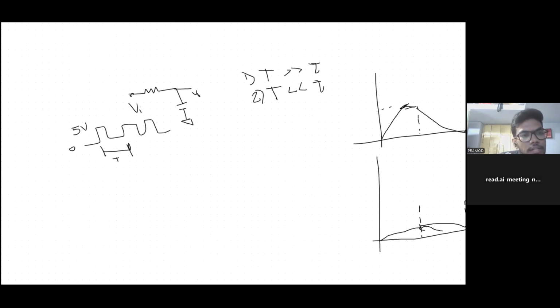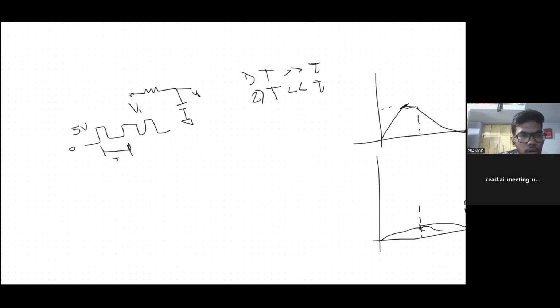By calculating the average value. How are you calculating the average value? By knowing the area of one time period by the total time period. I have given the time period only. How are you getting to know this is exactly 2.5 average? If this period is equal to this period, then the value is 2.5. Yes, that is true. But I haven't given that these two are equal, right? So without that condition, how are you saying that?